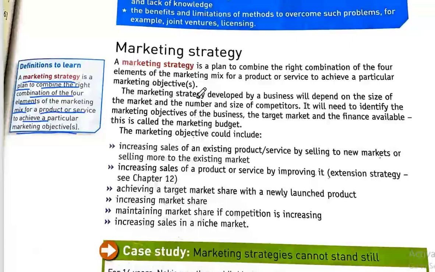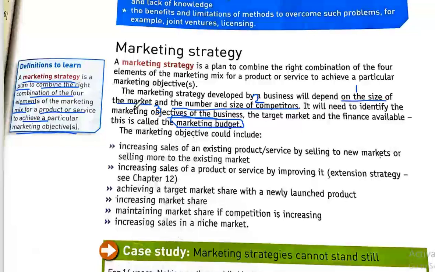The marketing strategy developed by a business will depend on several factors, such as the size of the market, the number of people that I'm targeting, and the number and size of competitors. So I will be focusing on the size of the customers and also the number and size of the competitors I'm dealing with. It will need to identify the marketing objectives of the business, and this is the third thing that the marketing strategy is going to be based on. Then the target market and the finance available. This is called the marketing budget. We've explained what marketing budget is in the previous lesson.